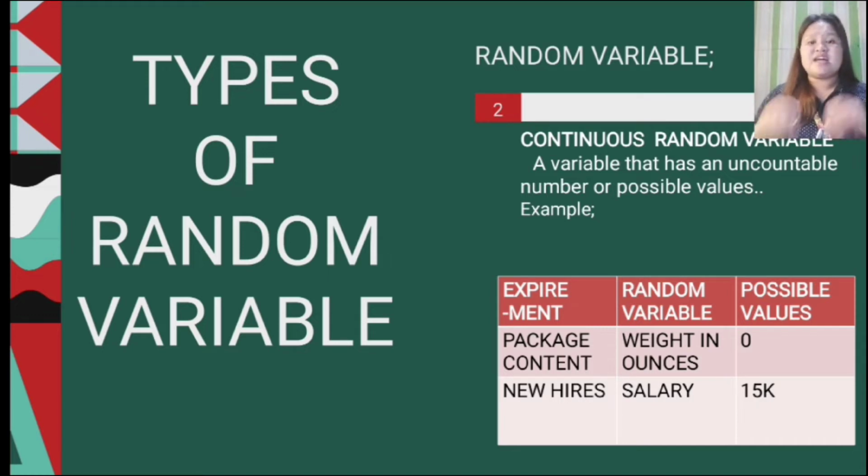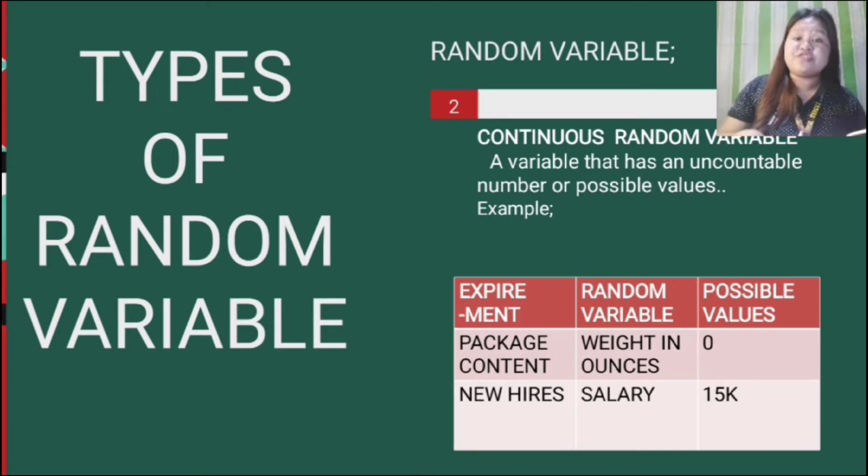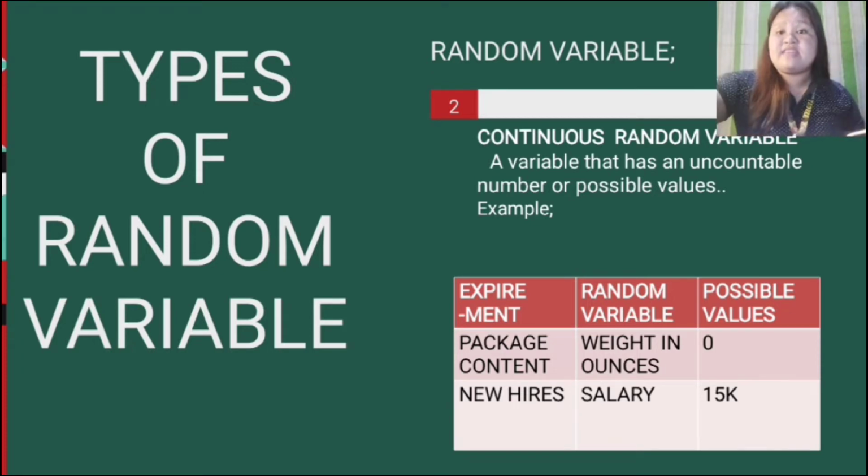A continuous random variable is a variable that has an uncountable number of possible values. So, the keyword of continuous random variables is uncountable, while in discrete random variables it is countable. Examples: package content, random variable: weight in ounces, possible values: any value between 0 and 1. Next, new hire salary, possible values: any value between 15K and 25K.